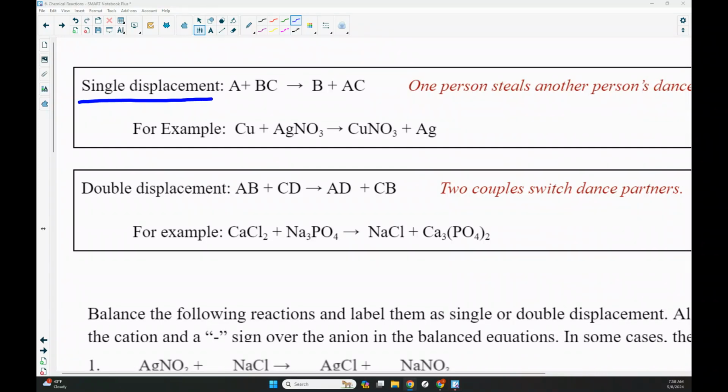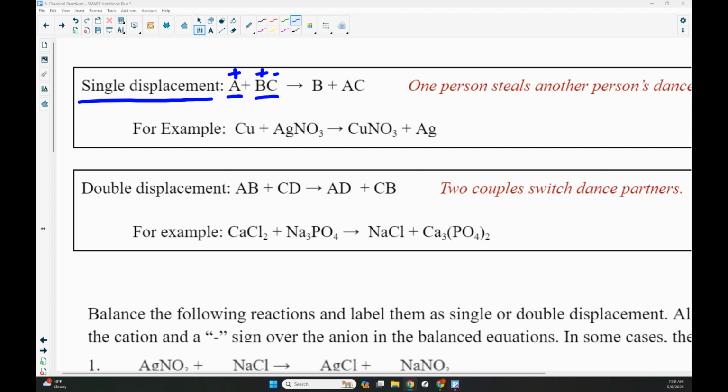In this scenario, we have a single individual, represented by the variable A, showing up at the dance. And then we have a couple showing up at the dance. If a single displacement reaction occurs, basically the couples are switching dance partners. Keep in mind that A and B are always going to be cations or metals, and C is going to be an anion over here, a nonmetal or a polyatomic anion.